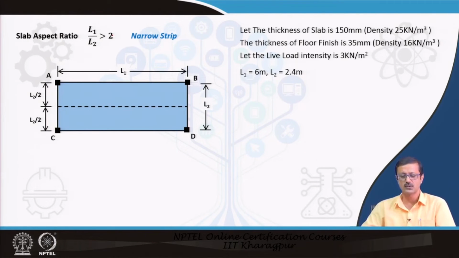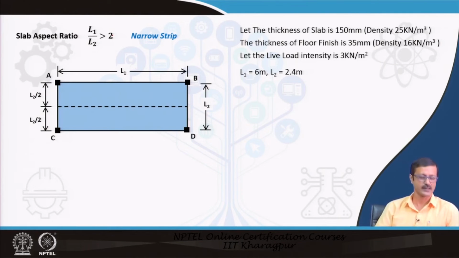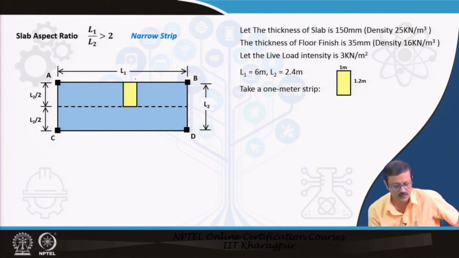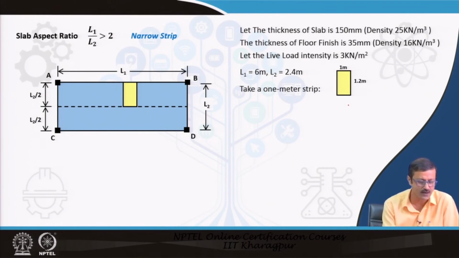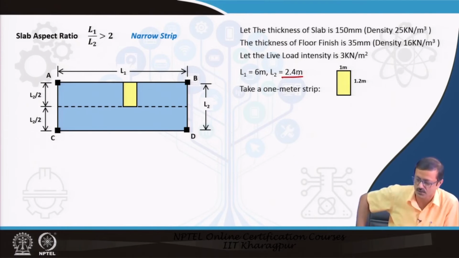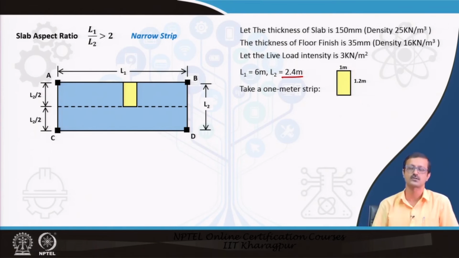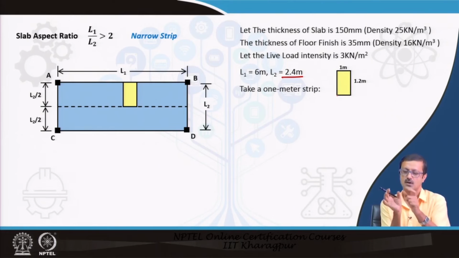I have also given L2 and L1: L2 is 2.4 meter, L1 is 6 meter. So, the ratio is more than 2, and that is why it is a narrow strip. Let us find the contribution to A and B. I take a 1 meter width of the slab, this yellow diagram that I made. Its dimension is 1 meter on one side, the unit width, and the depth is 1.2 meter. Why 1.2 meter? It is half of L2, and L2 is 2.4 meter. Now find the load of this yellow strip, 1 meter wide and 1.2 meter deep.